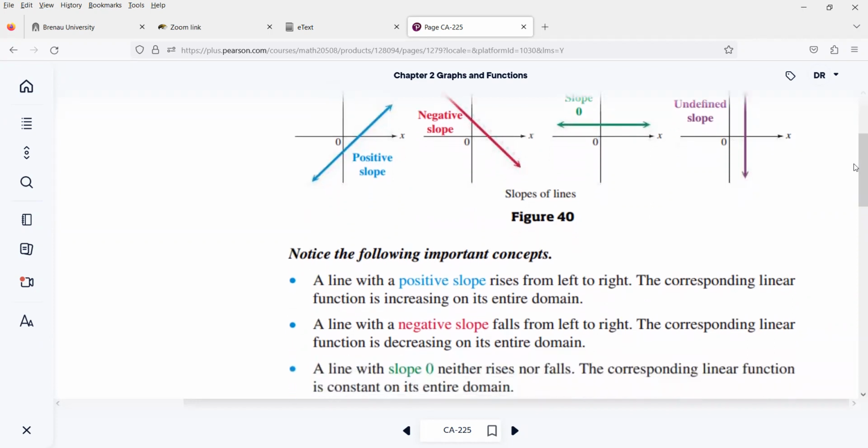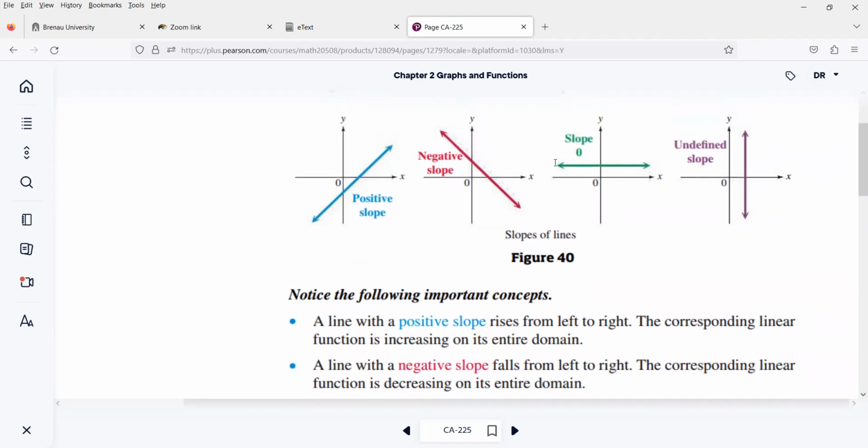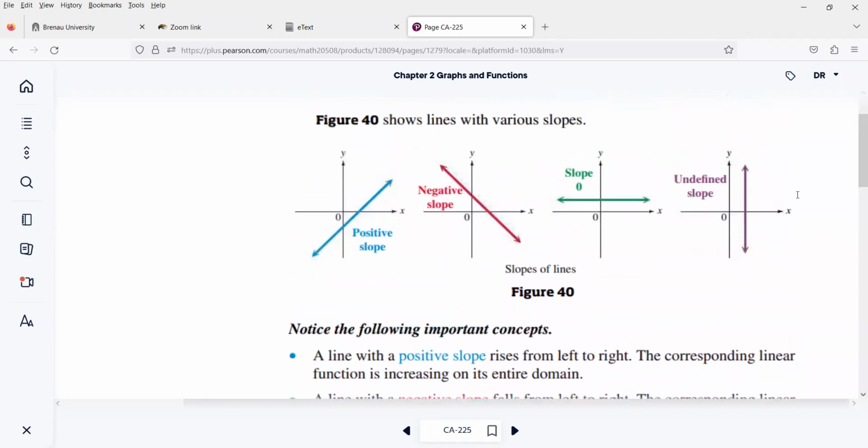A line with slope 0 neither rises nor falls. If the slope is 0, there is no rise. So no matter how far you run, the line is never going to rise. And the slope of a vertical line is undefined. It's undefined because in the formula, you have division by 0, but also if you're not running anywhere, you cannot tell whether the line is rising or falling.